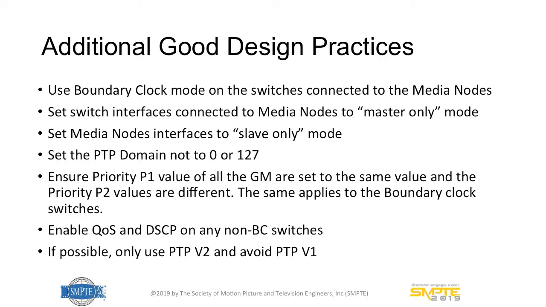What are some other good practices? So I mentioned you want to use boundary clock at the lowest level connecting to your media nodes. Because you have an architected network, you know which devices should be grandmasters, which ones shouldn't be. On the devices that may be grandmasters or connected through networks to grandmasters, you want to set those into master-slave mode. And the ones which are connected to media nodes, you want to set those to master only. That way you'll prevent any rogue masters. It'll just make your life a lot easier.